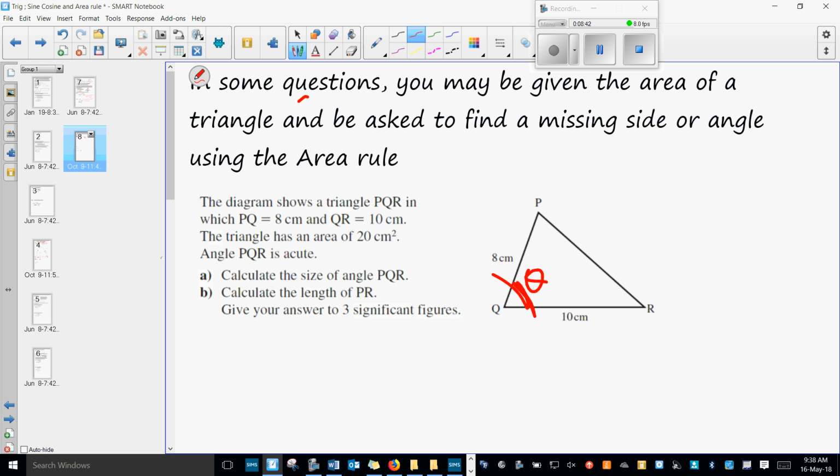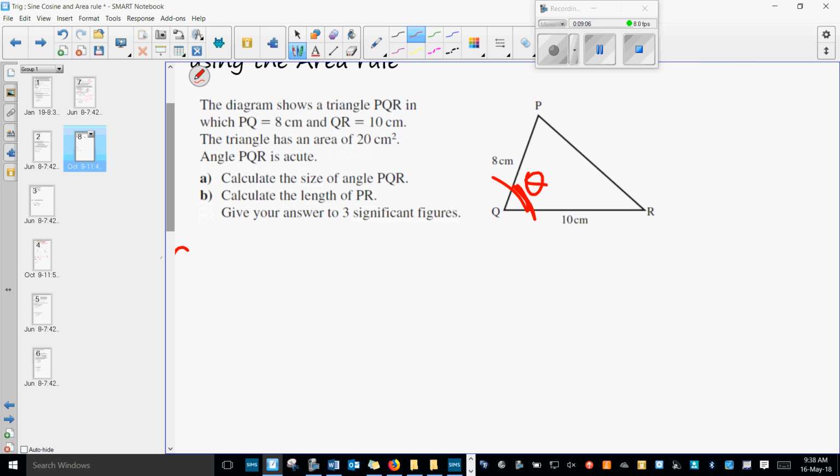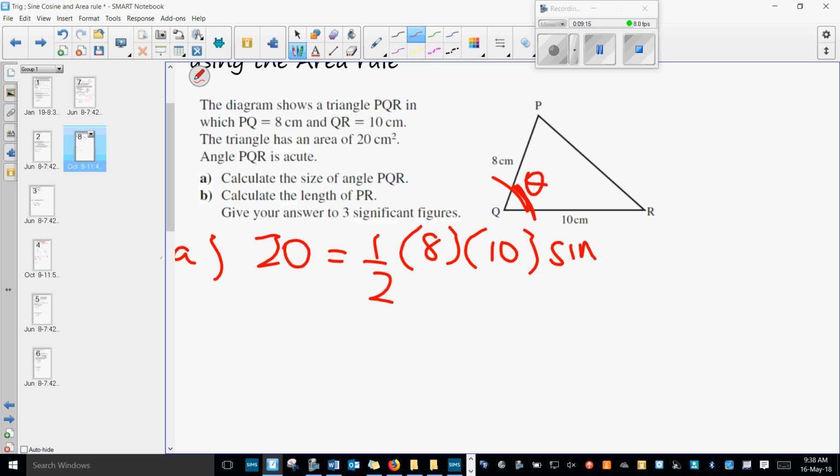As with any question, if you're missing a part of something that you would usually use, then you're going to form an equation and then rearrange it. So the equation that I'm going to form is using the area rule. So I know that 20, my area, is equal to a half times 8 times 10 times sine theta. So 20 equals a half multiplied by 8 multiplied by 10 multiplied by sine theta. So I've set up an equation using the information I've been given.